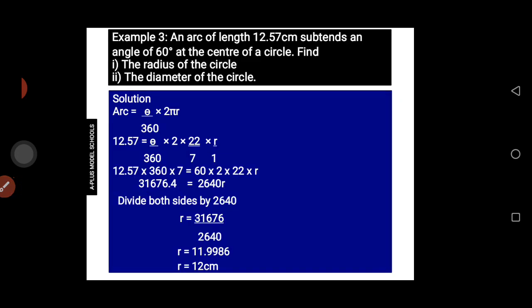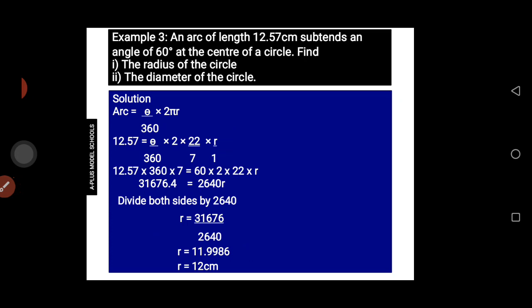Then example 3. An arc of length 12.57 centimeters subtends an angle of 60 degrees at the center of the circle. 1. Find the radius of the circle. 2. Find the diameter of the circle. Here in this example 3, we are given the length and the angle being subtended, so we are looking for the radius.